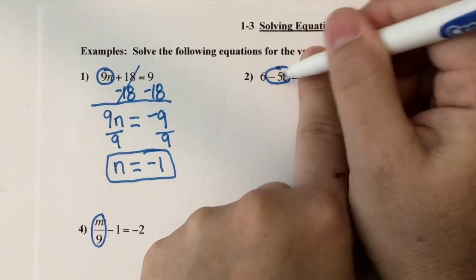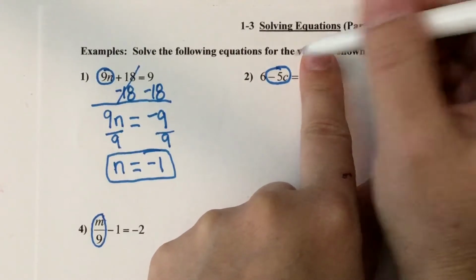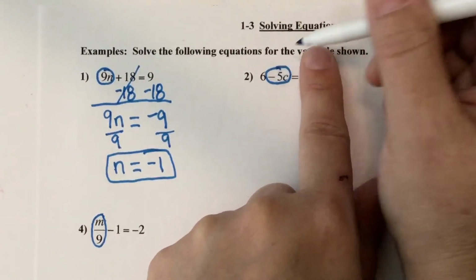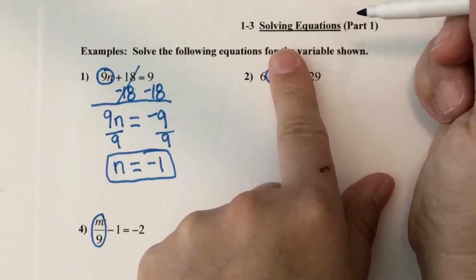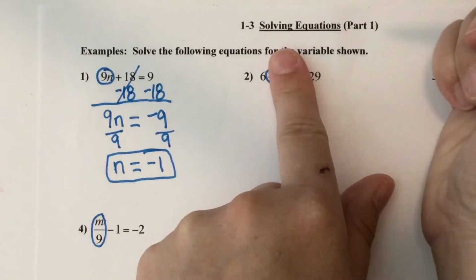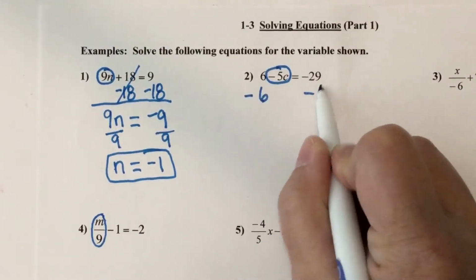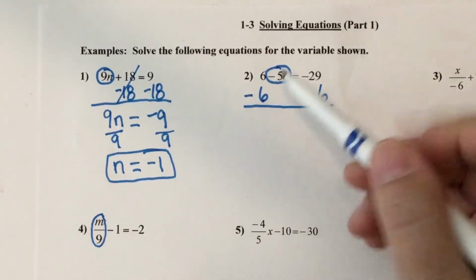You're always trying to get rid of whatever's on the side of the equals where your variable is. So this 6 here, a lot of times people will think it's negative, but it's not. If you look to the left of the number, that tells you what kind of sign it is. And since you don't see anything there, that's a positive 6. So to get rid of a positive 6, we subtract it. That way, 6 minus 6 is 0, and it's gone.